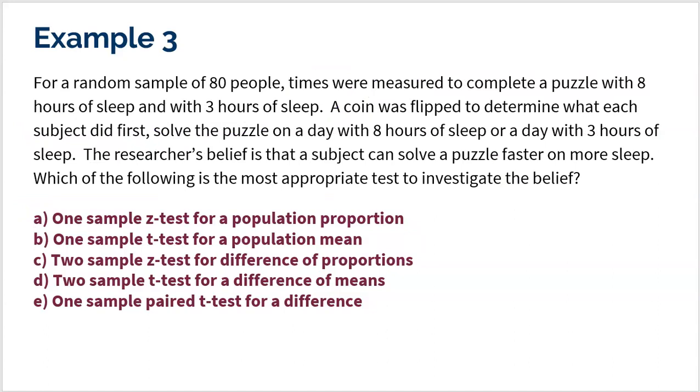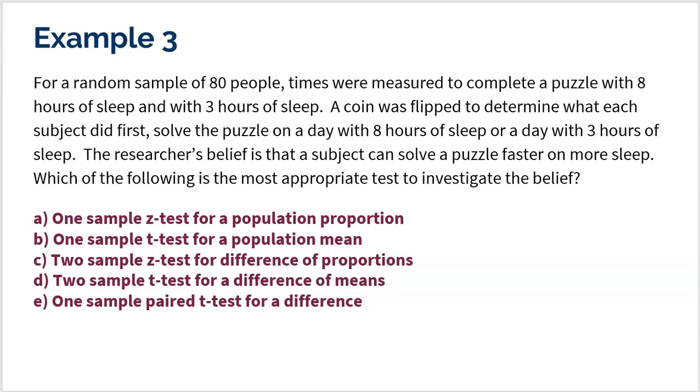All right, example 3. For a random sample of 80 people, times were measured to complete a puzzle with 8 hours of sleep and with 3 hours of sleep. A coin was flipped to determine what each subject did first: solve the puzzle with 8 hours of sleep or on a day with 3 hours of sleep. The researcher's belief is that a subject can solve a puzzle faster on more sleep. Which of the following is the most appropriate test to investigate their belief?